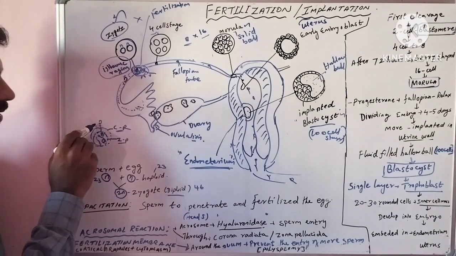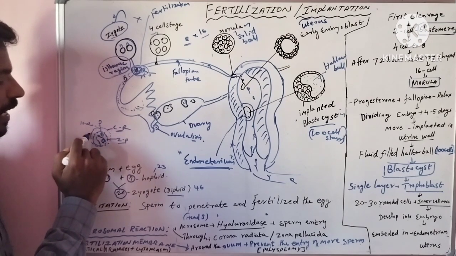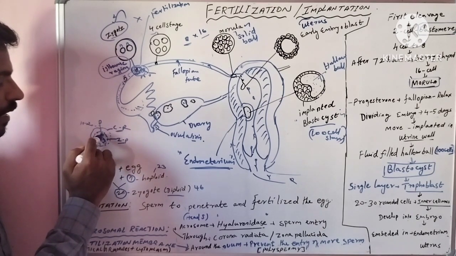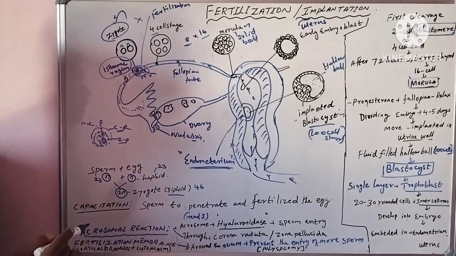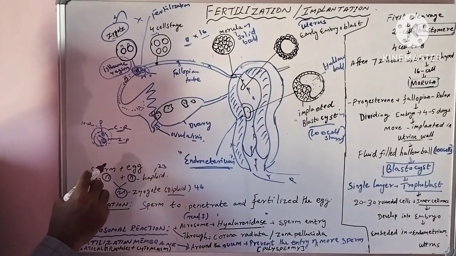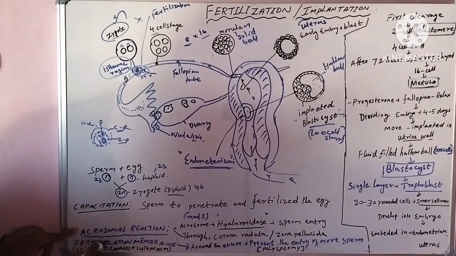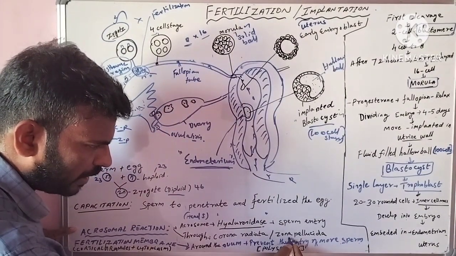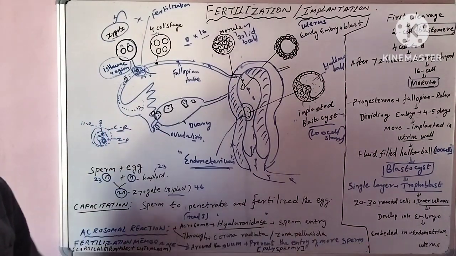The sperm head releases an enzyme called hyaluronidase. That enzyme breaks down the outer layer of the egg cell. Then the sperm enters the ovum and reaches the egg nucleus, fertilization takes place, and they form a zygote. That reaction is called the acrosomal reaction. The corona radiata and zona pellucida are the outer and inner layers of the ovum.